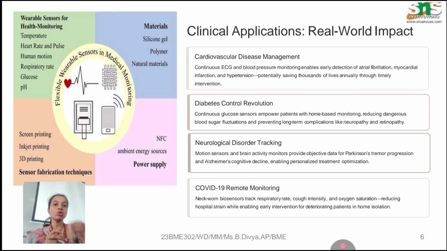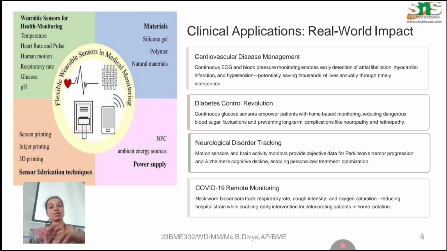And next is neurological disorder tracking. Motion sensors and brain activity monitoring provide objective data for Parkinson's, tumor progression and cognitive declines. By using motion sensors and brain activity sensors, Parkinson's and tumor progression can be identified and treated, and leukemia patients can also be treated accordingly.